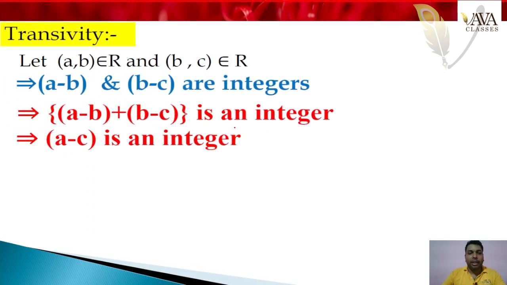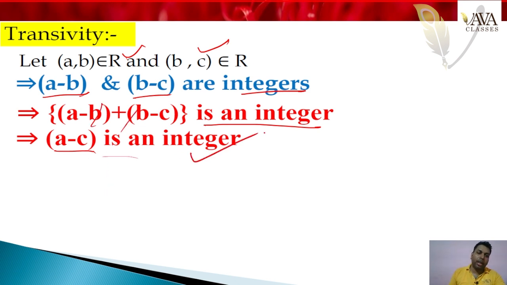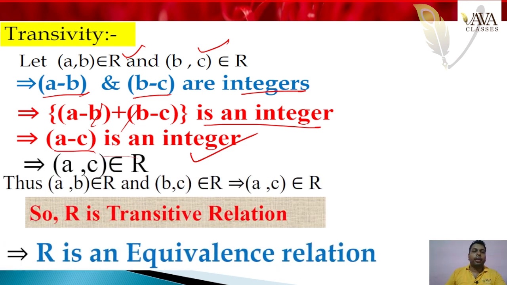Now transitivity. Let (a, b) belong to R and (b, c) belong to R. That implies a minus b and b minus c are integers. So (a minus b) plus (b minus c) is also an integer. The minus b and plus b cancel, so a minus c is also an integer. So it is transitive. For (a, b) and (b, c) belonging to R, we have (a, c) belongs to R. So R is a transitive relation. We have proved reflexive, symmetric, and transitive, so it is an equivalence relation.